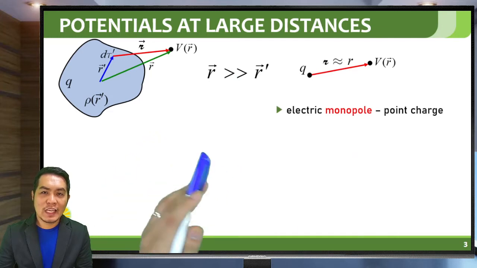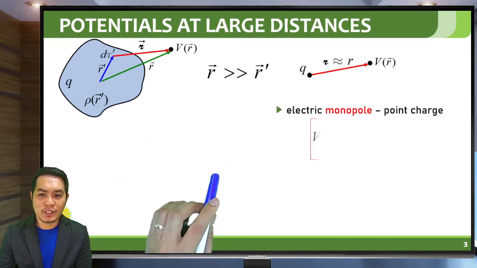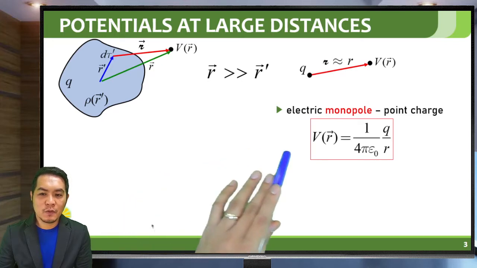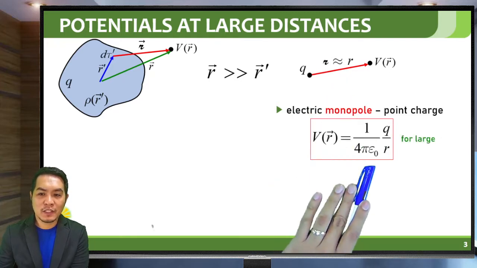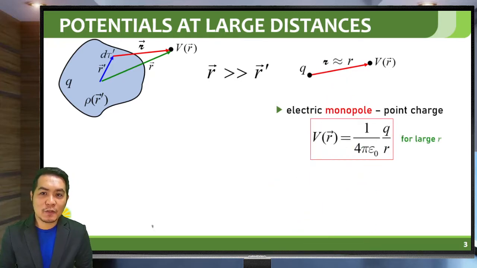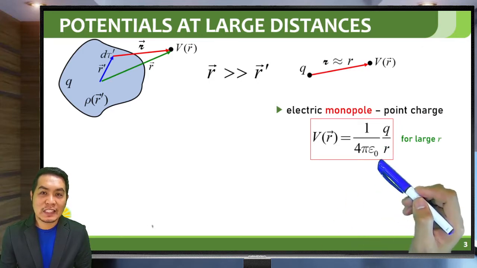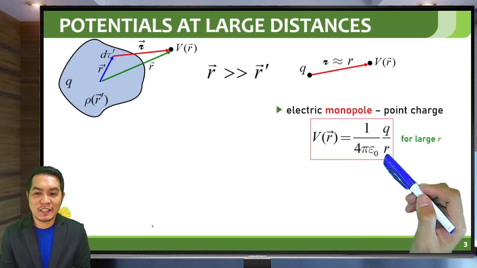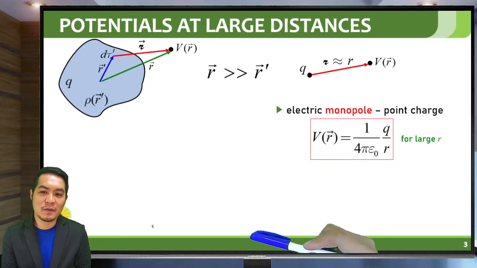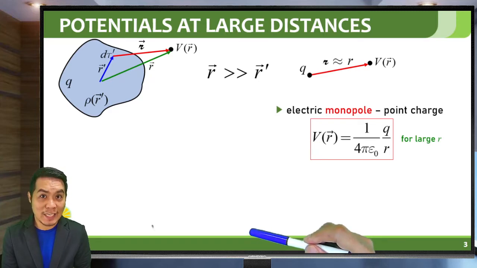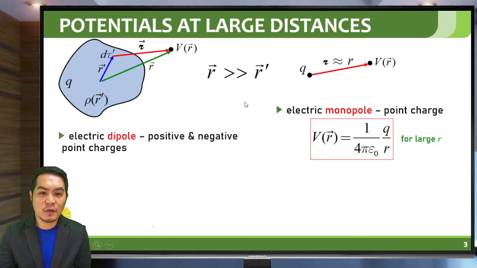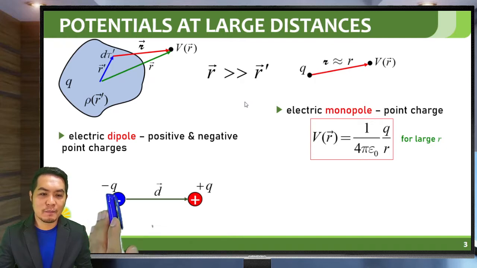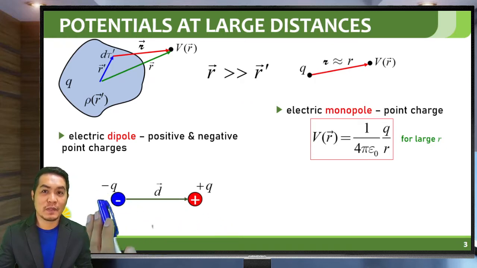And if you have an electric monopole, for instance, a point charge, the potential of that will just be equal to 1 over 4 pi epsilon naught q over the separation distance, which is now equal to r. So in your basic electromagnetism, you actually encounter this type of equation, and the assumption is that r is very much larger than your r prime, or it's relatively farther from the point charge. So how about now if you have a dipole such as this, a pair of positive and negative charges separated by a distance d.